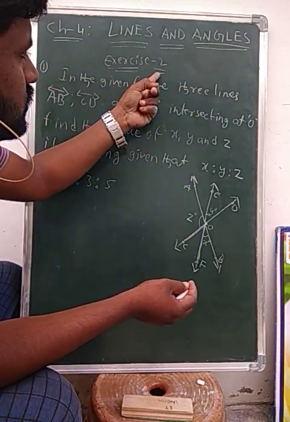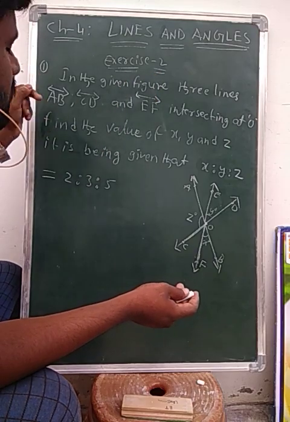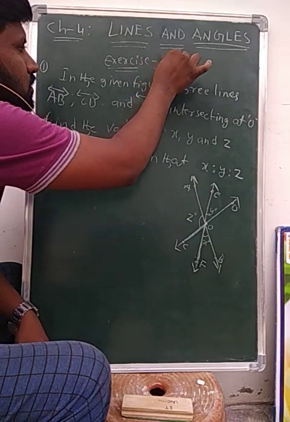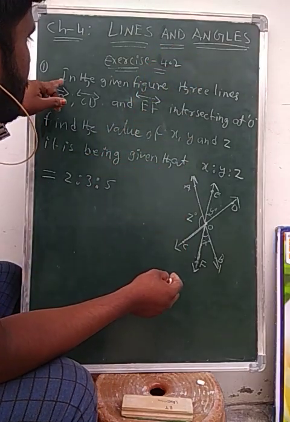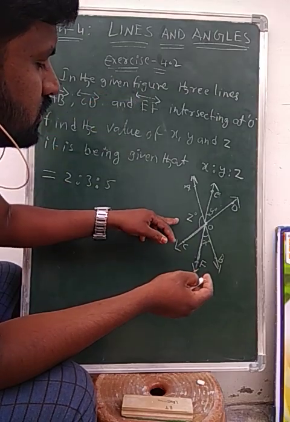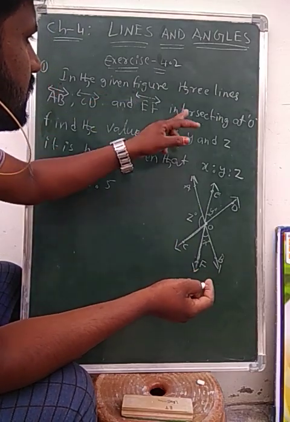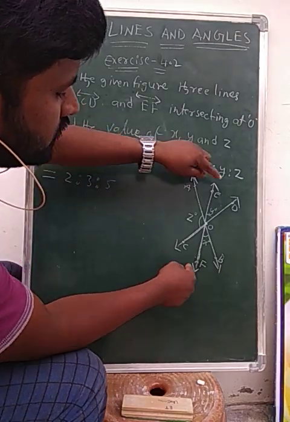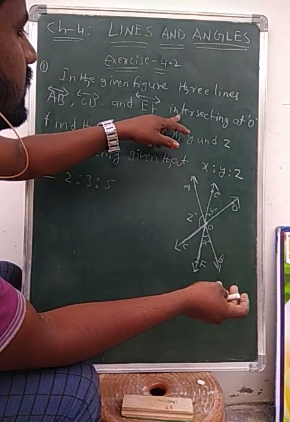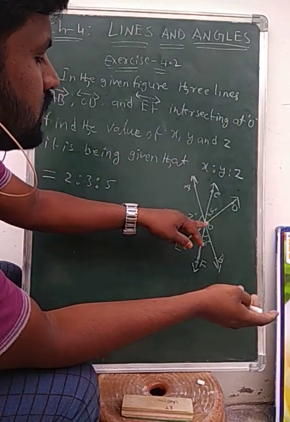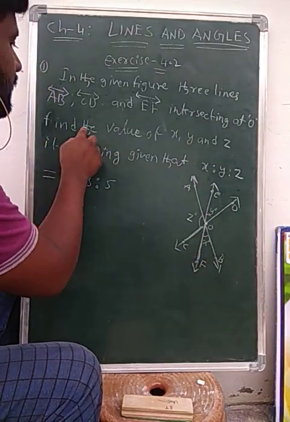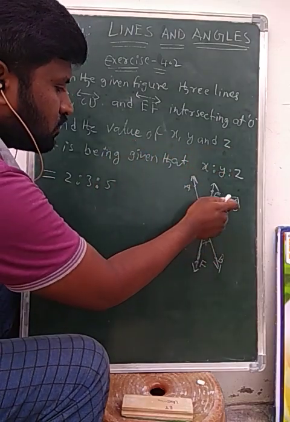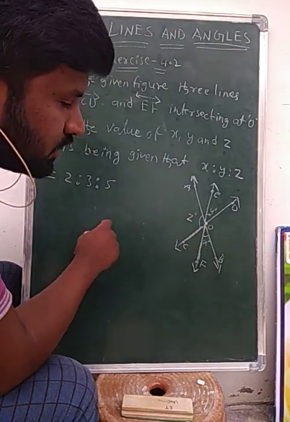In that exercise 2, first question. The question is given in the given figure. So this is the figure. Three lines AB, CD and EF intersect at O. Yes, they are intersecting at O. Find the value of x, y and z.